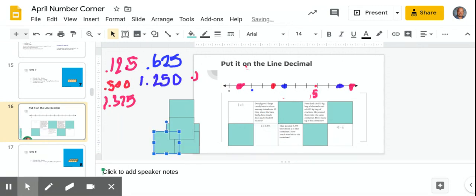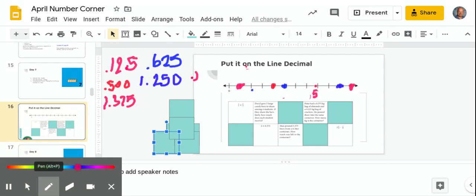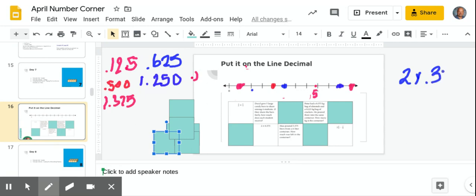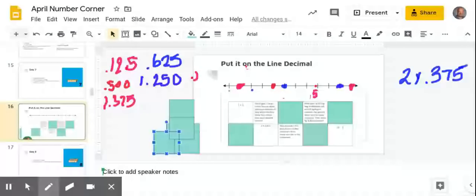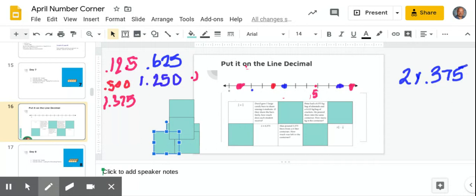This one says, what is 2 times 375 thousandths? So we'll get your color. We'll give you the blue. 2 times 0.375. So how are you going to solve this one? Go ahead and turn off the video, and finish that and press play.